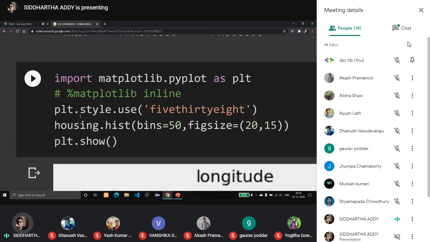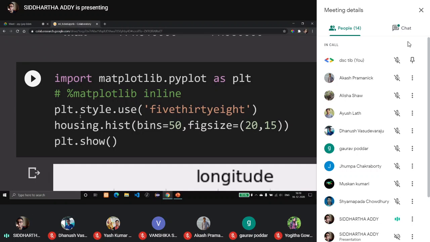So I have imported matplotlib as plt. I'm using a style known as 538. If you are coding in Google Colab, I would suggest you to use this particular style because it makes the graph easier to see. It is easier to see the graph if you use this particular style in Google Colab. Other than that, you can use any kind of style that you want. I personally like this particular style.